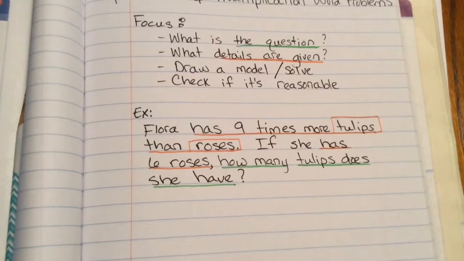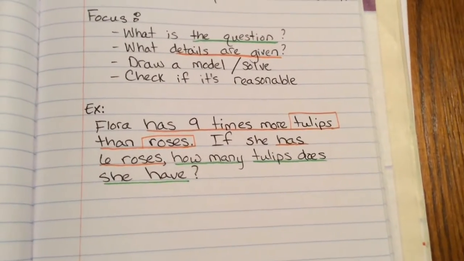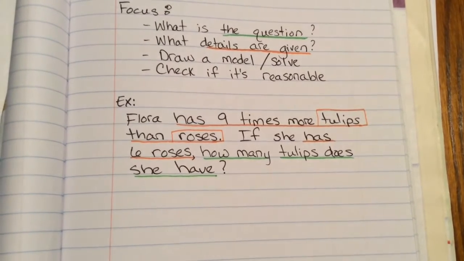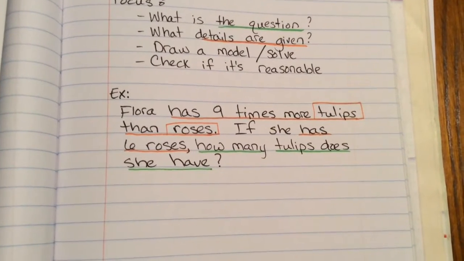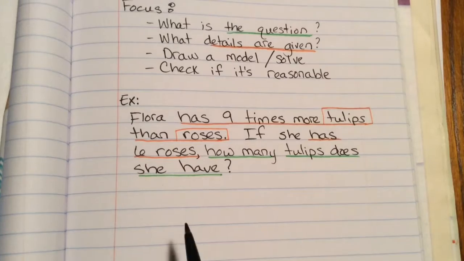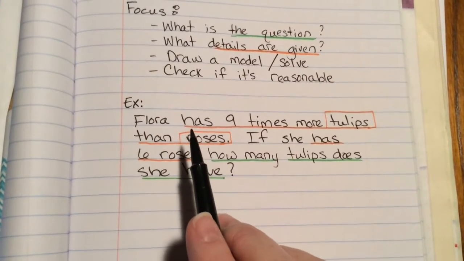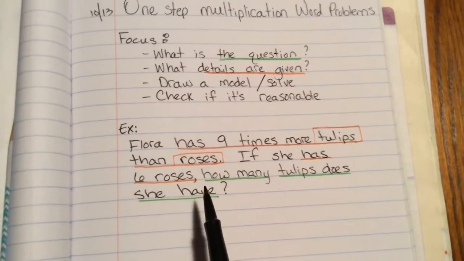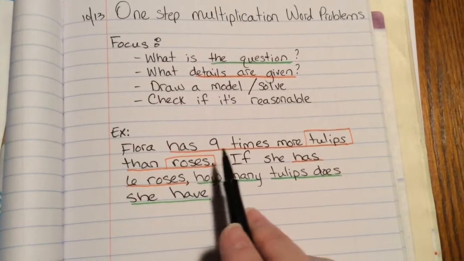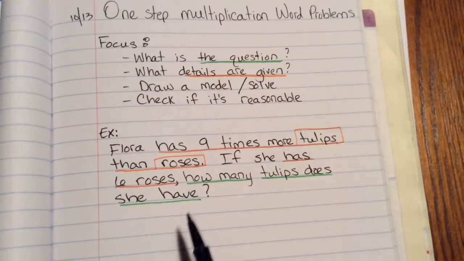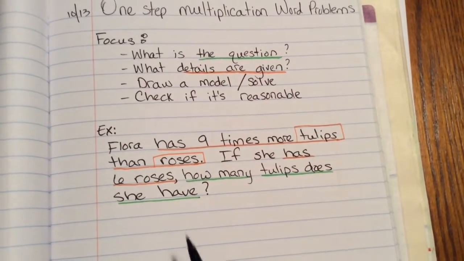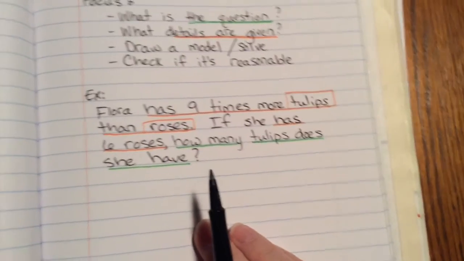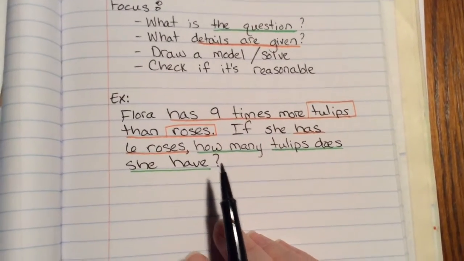So our first problem is, Flora has 9 more tulips than roses. If she has 6 roses, how many tulips does she have? First thing we do is we need to notice what is given, okay? I've done what is given in one color, and I've done the question in a different color. Now, you're not always going to have colored tools, I understand. But just for today's lesson, I've done it that way.